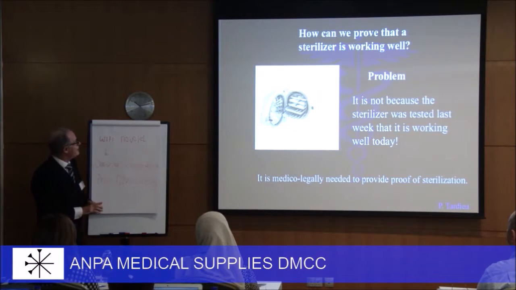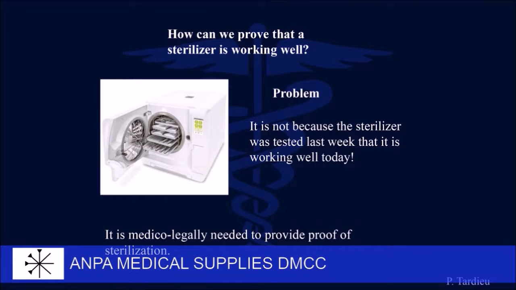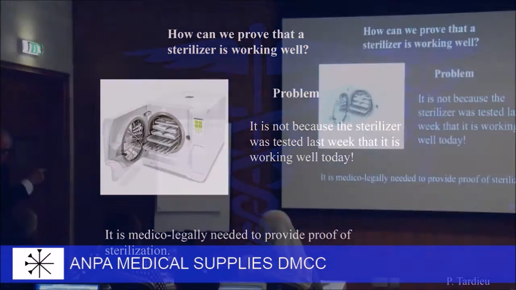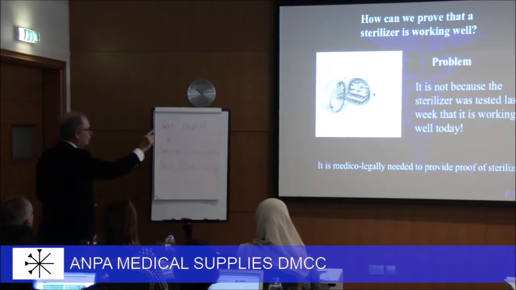So the first thing is, how can we prove that a sterilizer is working well? That's the first thing you put in the sterilizer. Is it working well? Maybe yes, maybe no. How do you know? Tell me. You do some tests? Yeah, we have, of course. We have a program where we do the regular maintenance and checking of our sterilizers. Let's go through that.